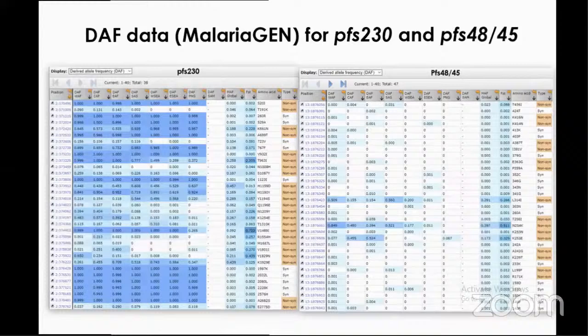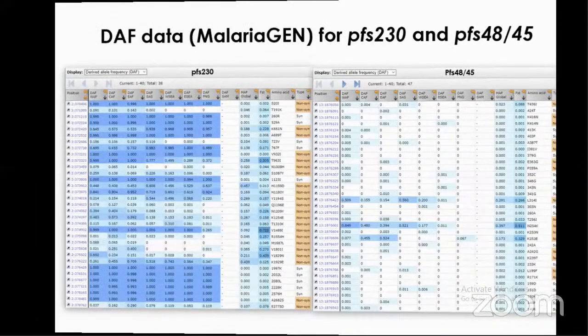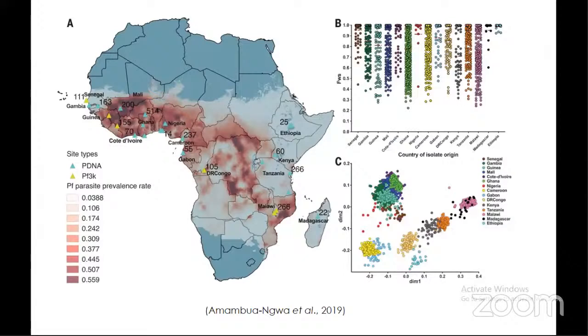When looking at the entire genome of Plasmodium falciparum in sub-Saharan Africa, this image shows us the prevalence and subgrouping of the various populations. Of particular interest is the figure labeled C, where we see how the various populations are differentiated when looking at the entire genome. Here we see how the Ghanaian population, which is in light green, is differentiated from other populations like Nigeria, which is in red, and Gambia in green.